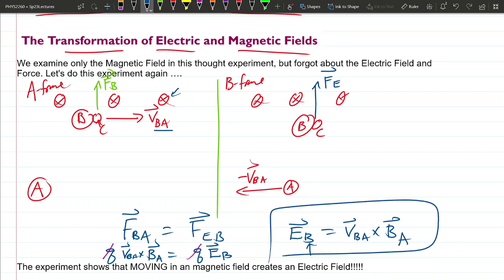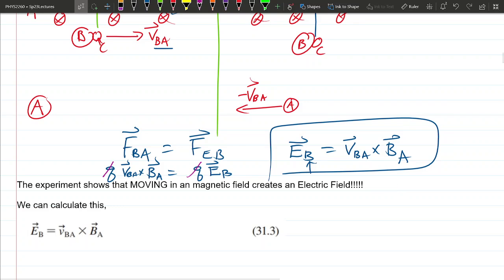So this little experiment shows that if you are moving in a magnetic field, it actually creates an electric field. It's a little weird, because before this, we were talking about electric field and magnetic field separately. We did do a little bit of induction, where a changing magnetic field creates an electric field. But we haven't shown that they can actually turn into one or the other depending on your frame of reference.